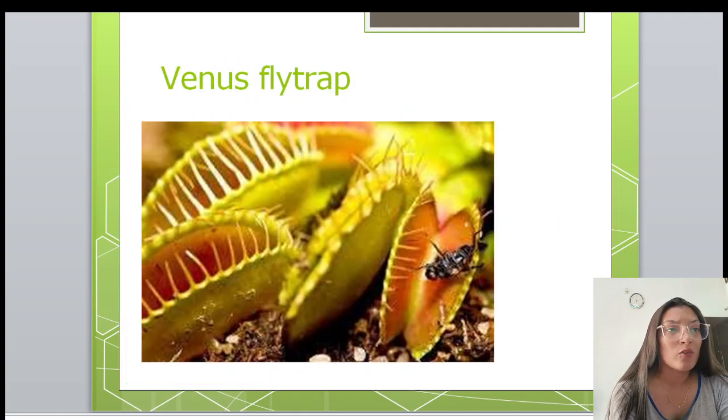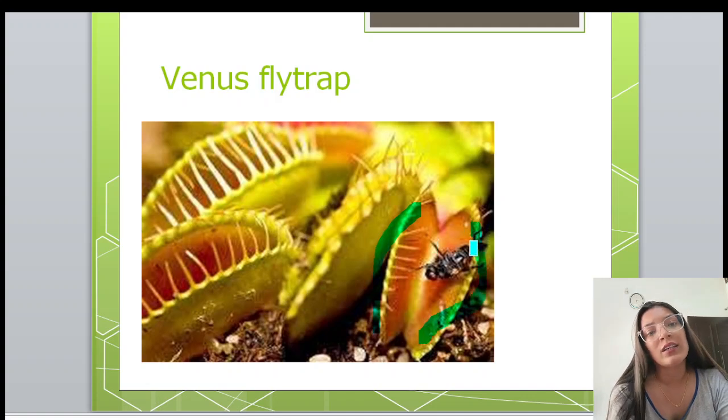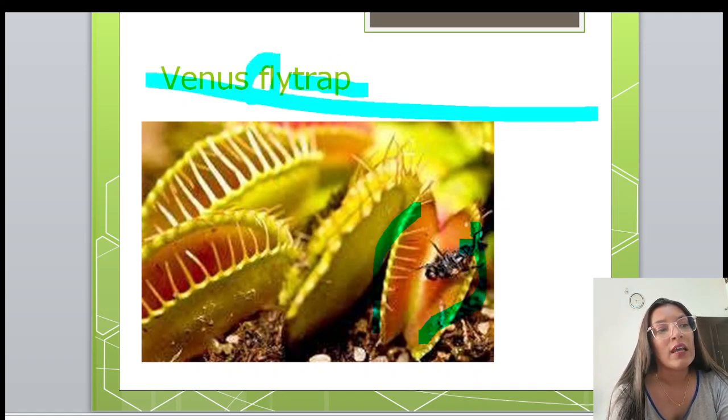Then next is the Venus flytrap. What happens in Venus flytrap? You can observe here that a comb-like structure is there. The insect will come here, it will sit, and this comb-like structure will close. When it closes, the insect will be digested. Since it is a trap for the fly, it is called Venus flytrap. All right.